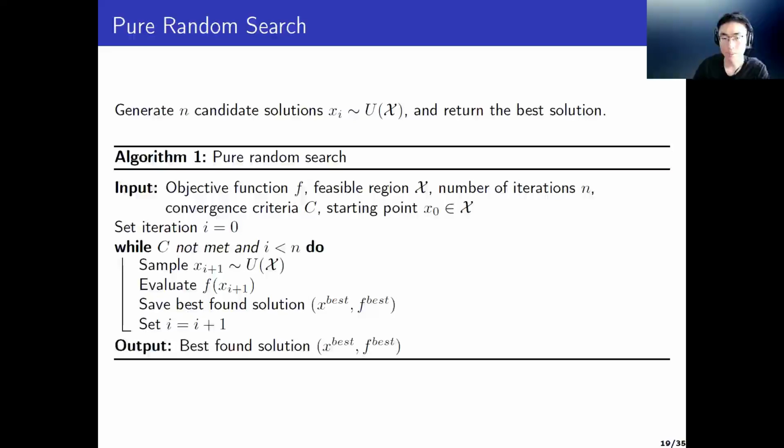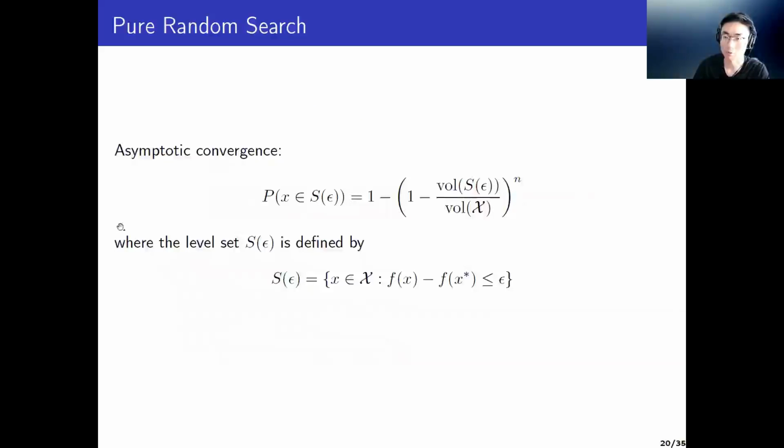So despite its simplicity, pure random search offers an asymptotic convergence guarantee in a probabilistic sense. Remember the definition of the level set? The probability that the uniform sample of size n contains at least one point in this level set is given by this equation here. So this indicates that as long as the volume of the level set and the volume of the feasible region are strictly positive, pure random search locates an element with probability approaching 1 as the number of candidate points increases.